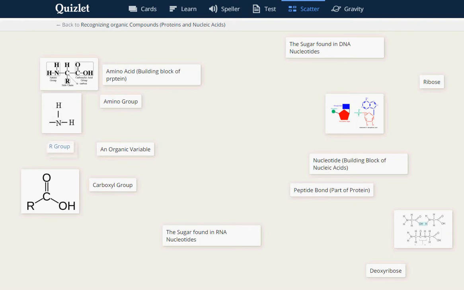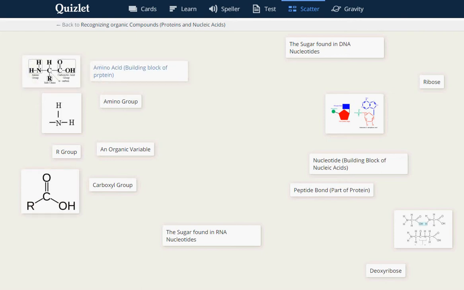And then they have this R group. There are 20 different possible groups there. So that's what makes all the different types of amino acids. Amino acids are things like alanine, phenylalanine, isoleucine, all have different R groups, and that's why they're different. All right, so those are the things that make up proteins.